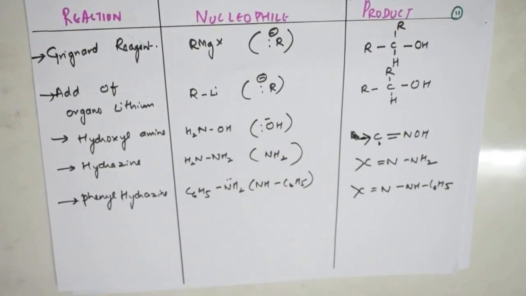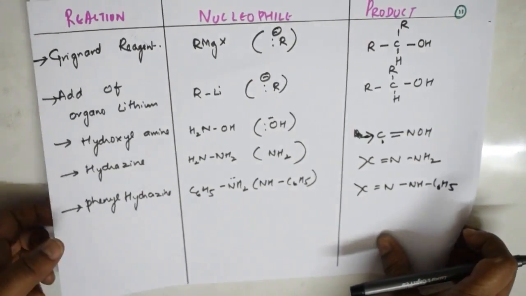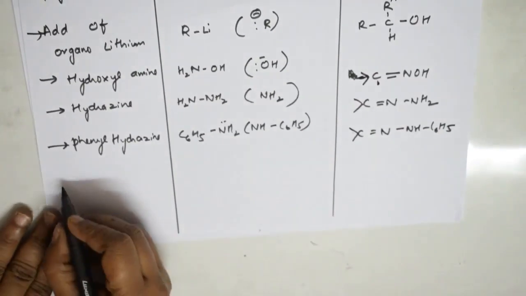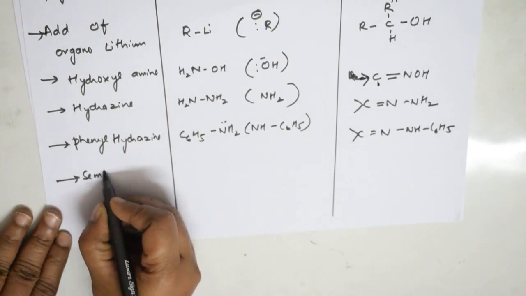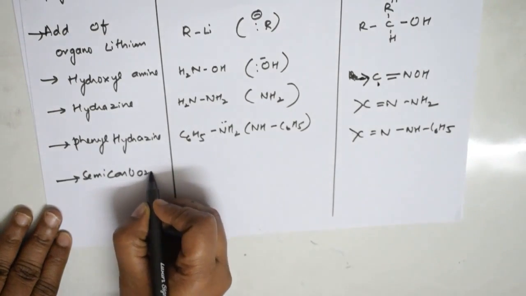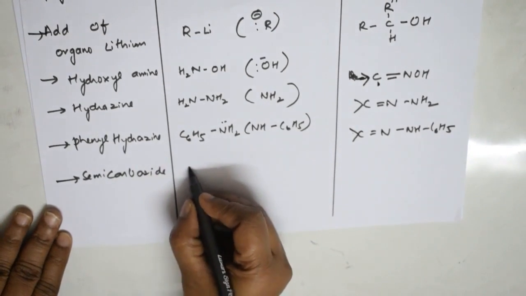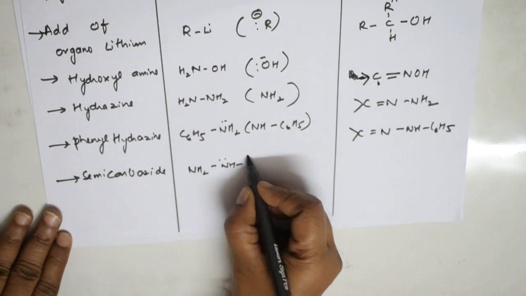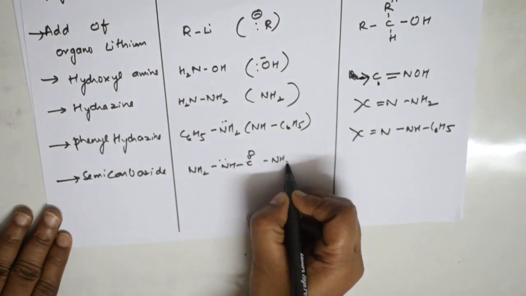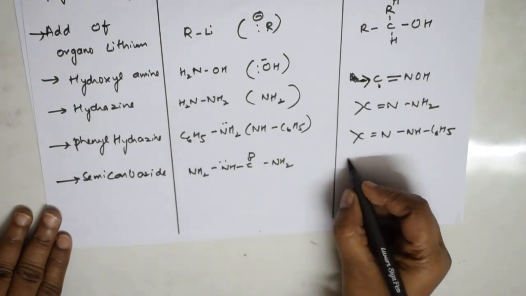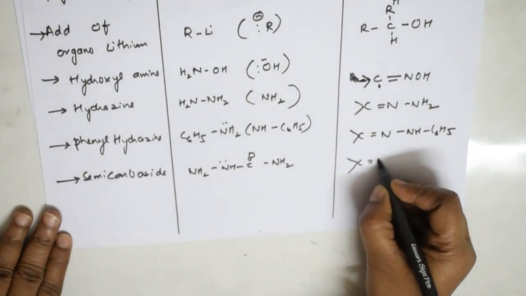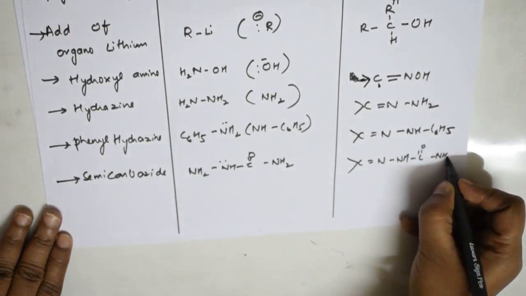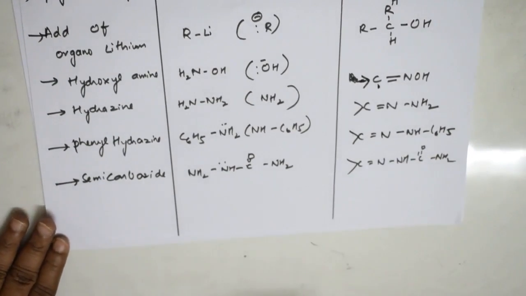Now when I add it, the product formed is nothing but the double bond N-NH-C6H5. This is phenylhydrazone. Correct. And next one more is there for you all, that is nothing but semicarbazide. So in semicarbazide, what is the formula? NH2NH-C double bond O-NH2. When this is added to the carbonyl group, what product do I get? I'll be getting a product something like this. This is called semicarbazone, right?